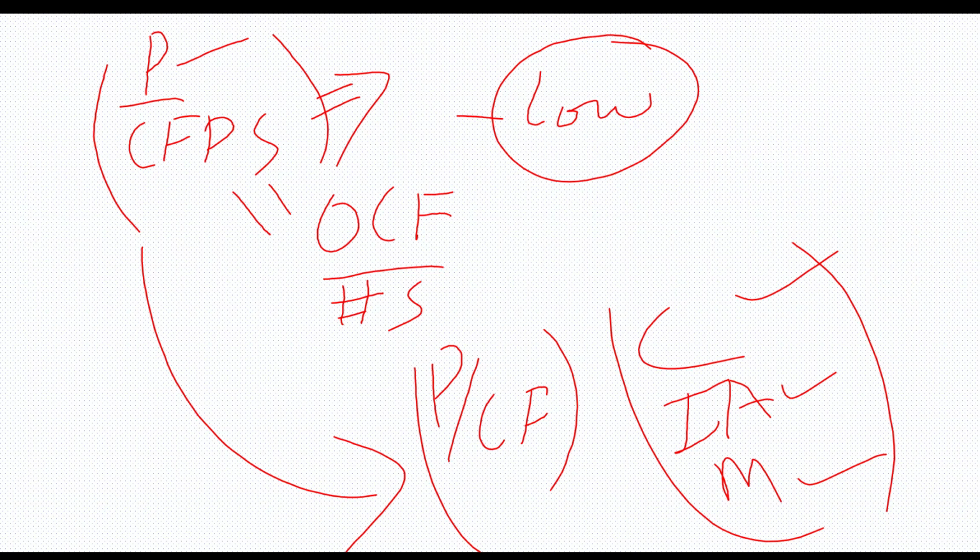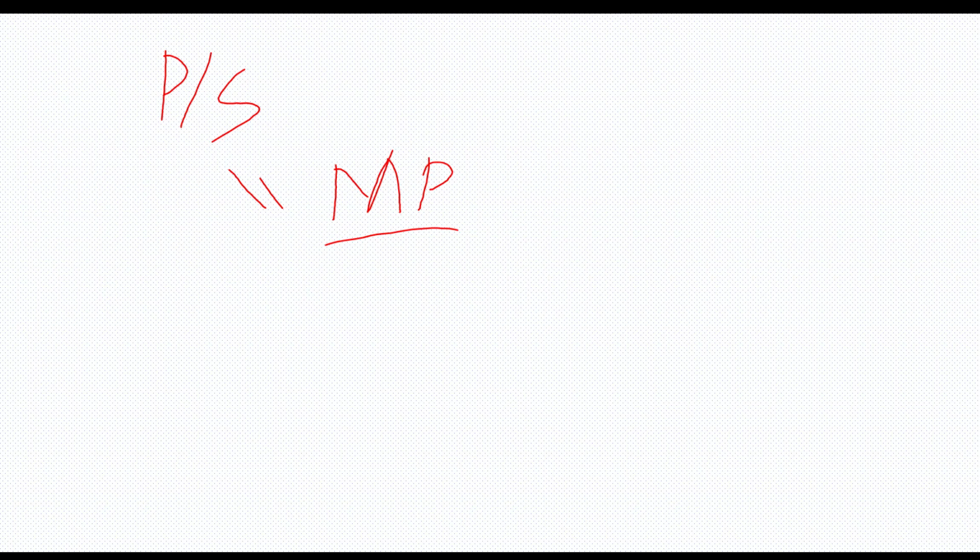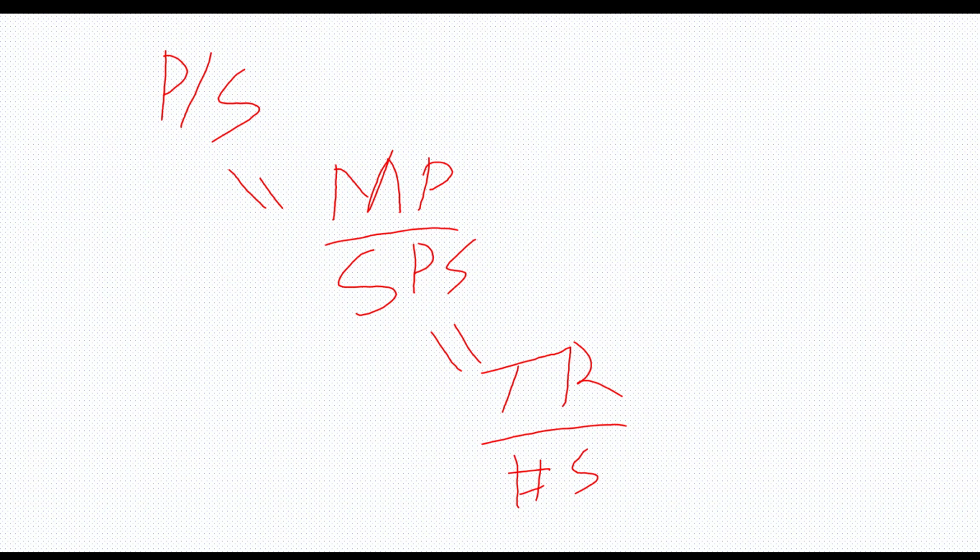So finally, I want to talk about this price to sales ratio, and this is computed as market price over sales per share, and sales per share is computed as total revenue over number of shares outstanding. Again, in this ratio, price is being compared with sales per share, right? And it measures how much investors are willing to pay for a dollar amount of reported sales revenue.